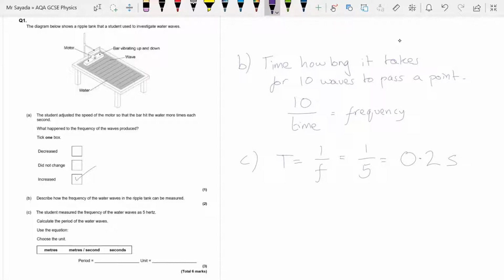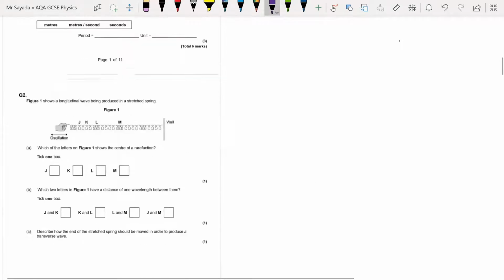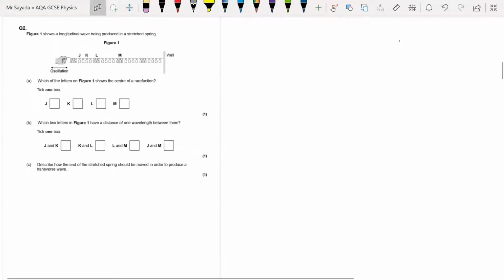Pause the video to mark and correct your answer. Press play once you've done that. You should have now marked and corrected your answer. So let's move to the next question. Pause the video to have a go at this question. Press play once you've done it. You should have now done this question.